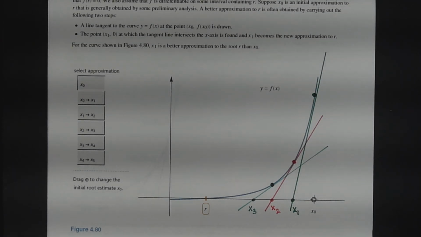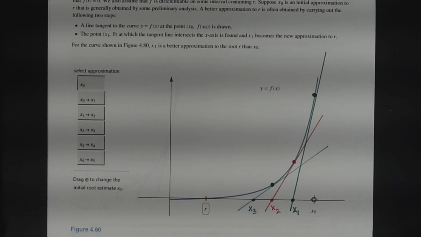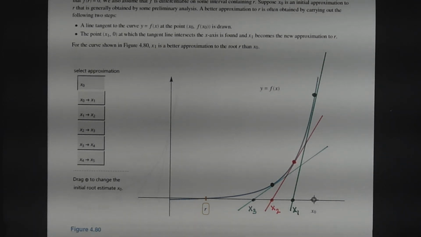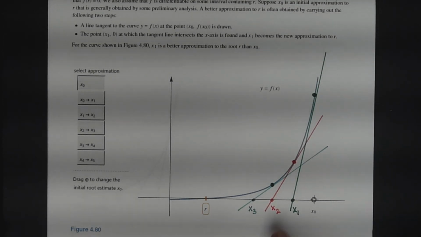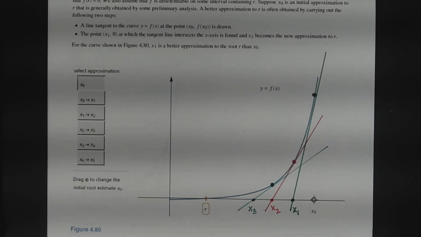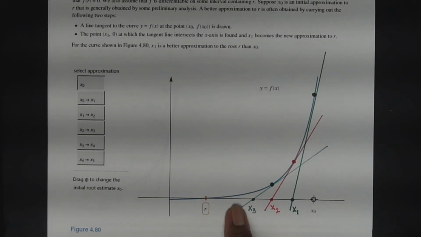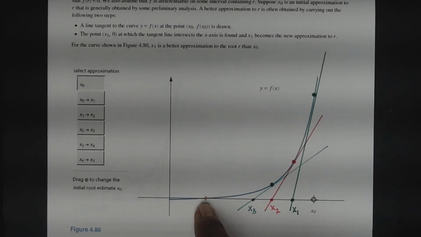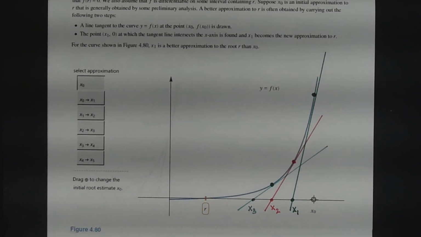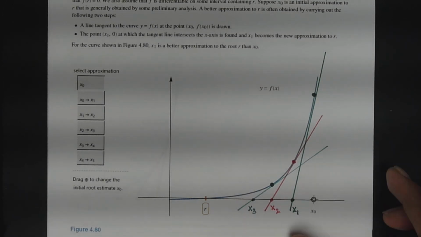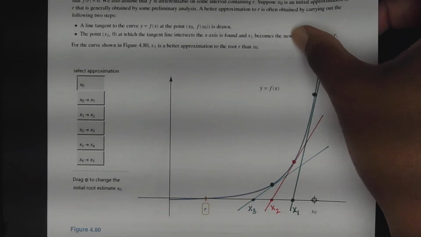Okay, so pretty much you can get the idea of what I'm getting at here, because the more tangent lines that I continue to draw, the closer and closer I will get to what the zero of that function is, which is in this case going to be r. Okay, and this continues on the next page.